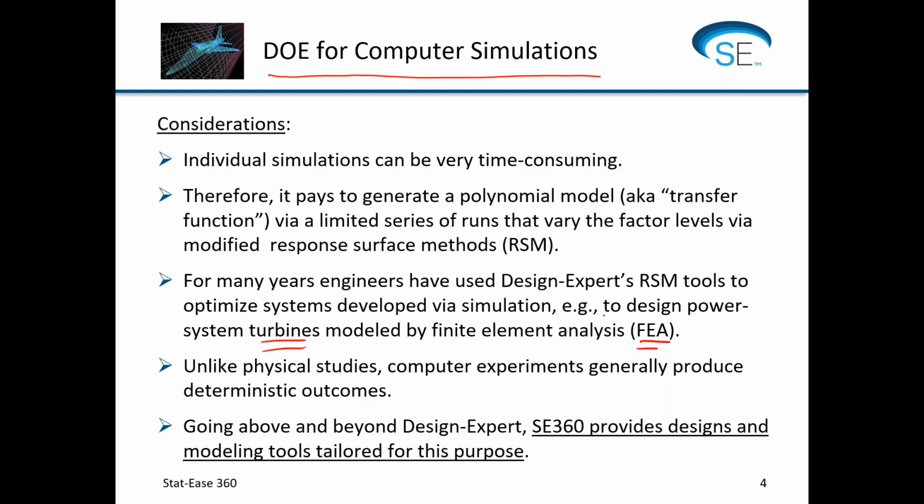They were able to use DESIGNEXPERT's response surface methods tools against the simulator. They would try the different conditions that DESIGNEXPERT recommended, get the results via the simulation, and put that in DESIGNEXPERT, which then fitted what they called a transfer function that made it much simpler for them to design the final turbine and bring it out into the field. Because the individual simulations are so time consuming, it pays to generate these transfer functions, which are polynomial models.